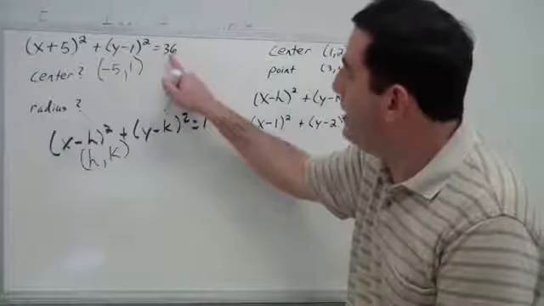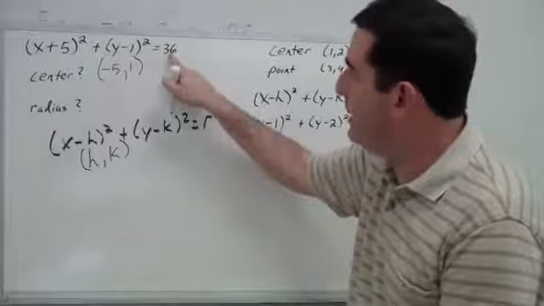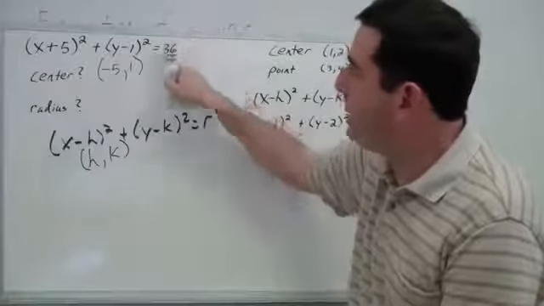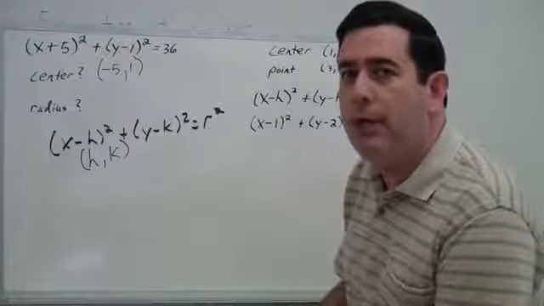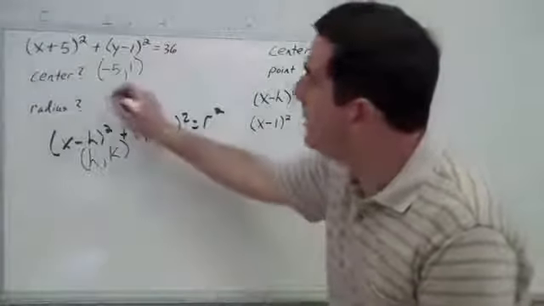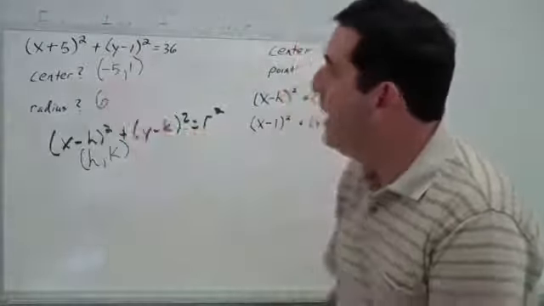Now the radius, if this is the radius being squared, all I need to do is take the square root of that 36 to figure out what my radius should be. The square root of 36 is 6, and so our radius is 6.